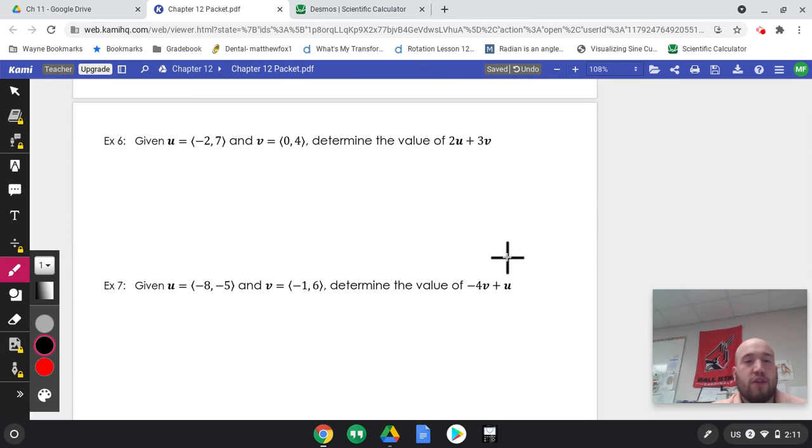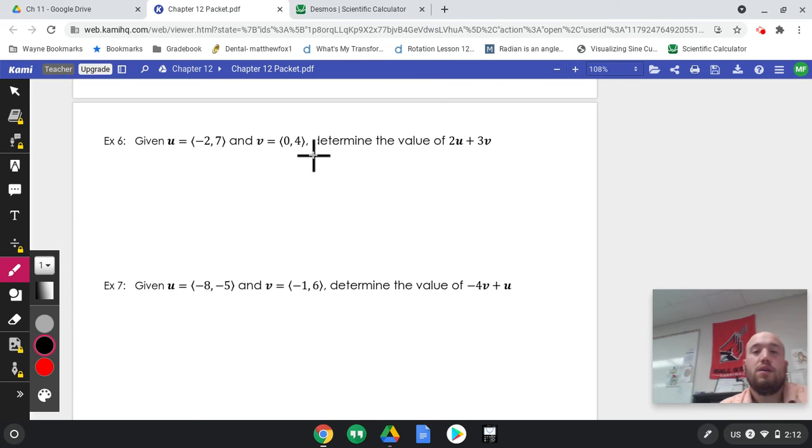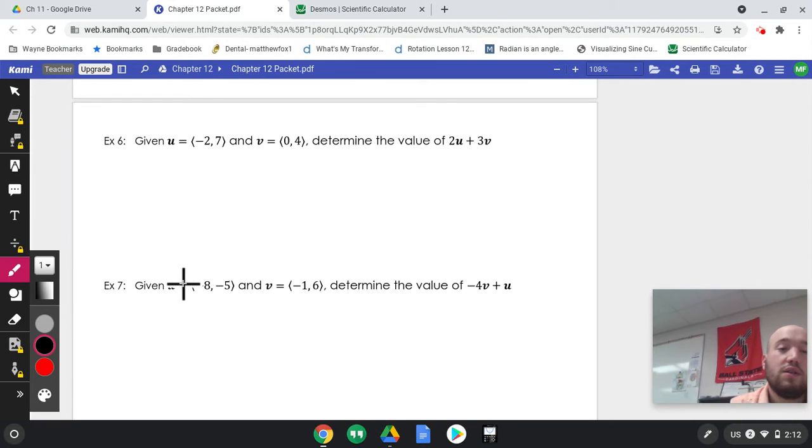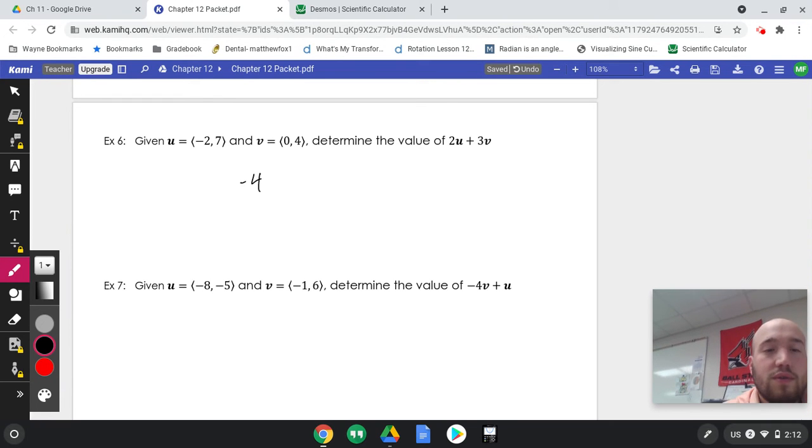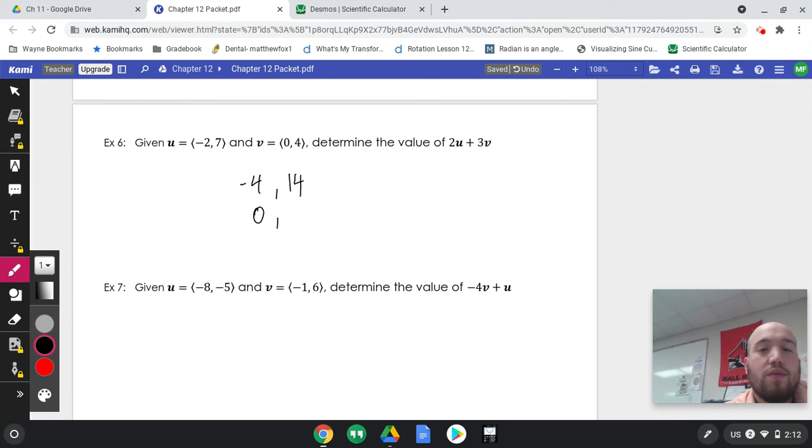So if we look on the back, the only difference now is we are adding them after we multiply them. So the hardest part on the back is just being careful that you match the right one up. Okay, this one 2u plus 3v, this one v comes first, u comes second. Just be careful. So 2 times u, 2 times negative 2 gives us negative 4. 2 times 7 would be 14. We're going to add that with 3 times v. 3 times 0 is still 0. 3 times 4 gives us 12. We add straight down, negative 4, 26. And then just put your little composite brackets around it.